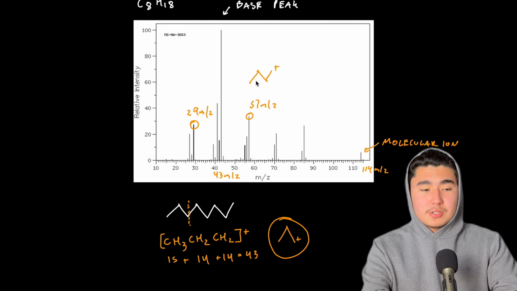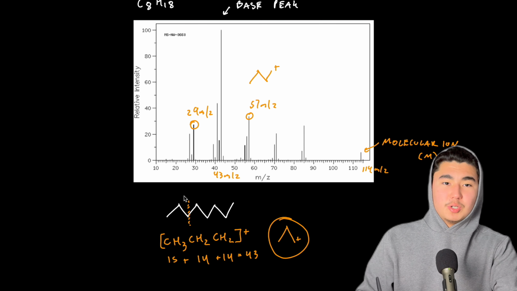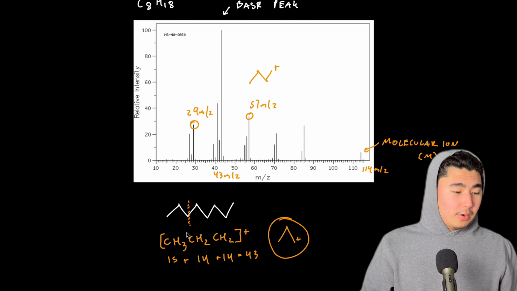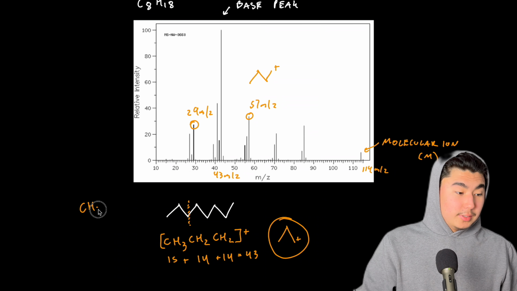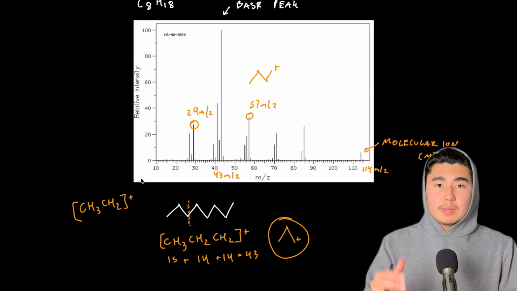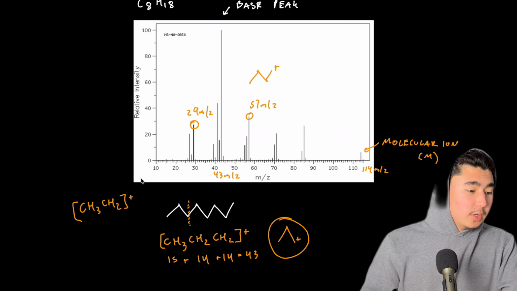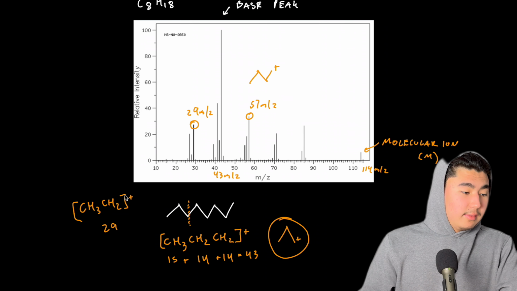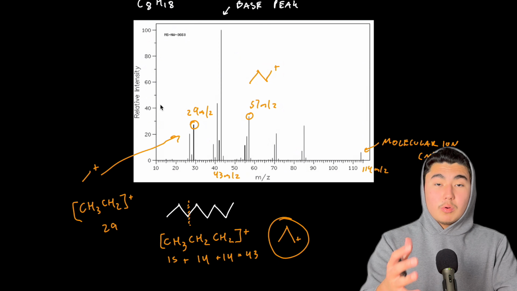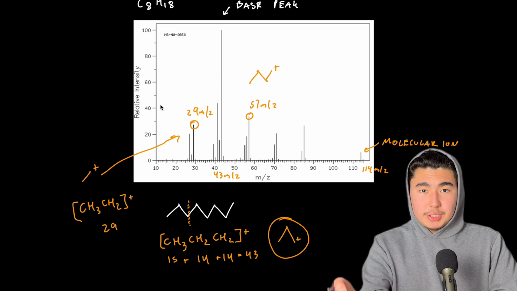So then all you have to ask yourself is, how many carbons and how many hydrogens going down my isomer do I need to get to 29? Well, all you really need is CH3, CH2. Obviously, we have to put that plus charge, because only positively charged fragments can go through our mass spectrometry. They're only shown in our mass spectrometry. So we know that this is 29, and this is what our fragment looks like at 29 mass per charge ratio.